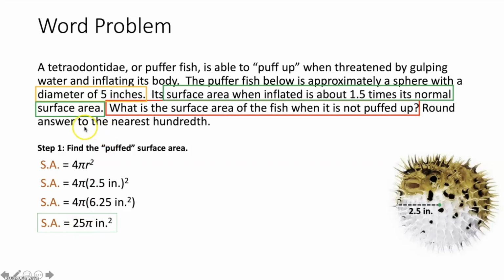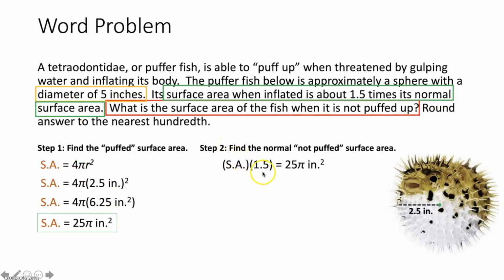Now, I know this question says round your answer to the nearest hundredth, but this, again, is not our answer. We're trying to find the surface area when it's not puffed up. So don't round too early. If you round too early, you're going to get the wrong answer. So we're going to use this now in order to help us find the surface area of the not puffed up pufferfish. So again, this question says the surface area when inflated is about 1.5 times its normal surface area. So what I know is that if I were to take the surface area of the normal, not puffed up pufferfish and multiply that by 1.5, it would give me the surface area of our puffed up pufferfish, which we found to be 25 pi inches squared.